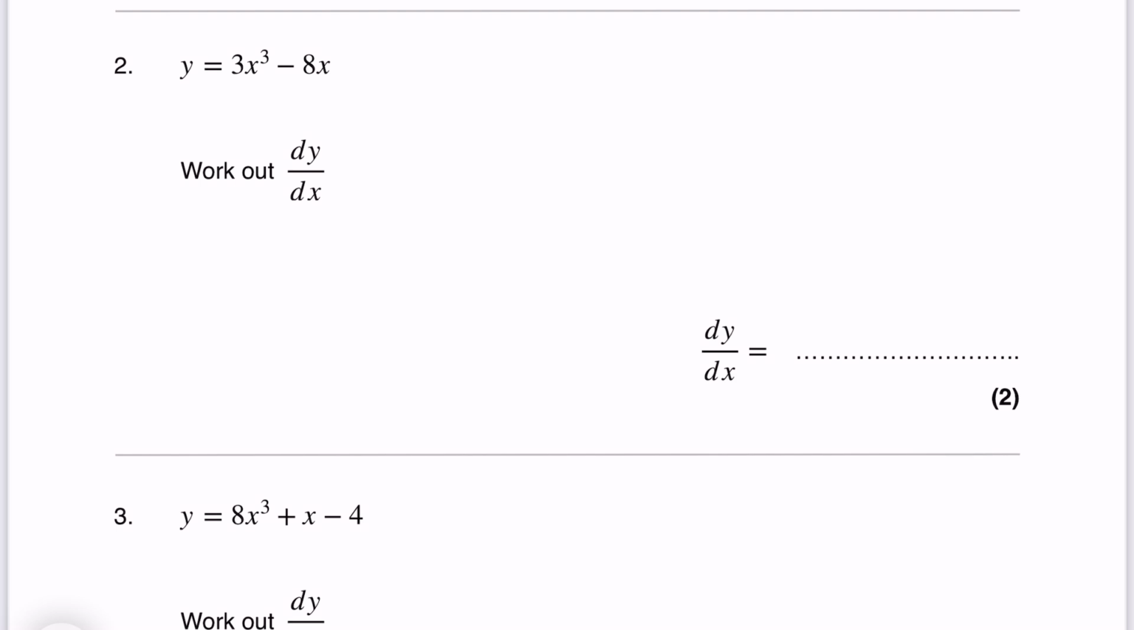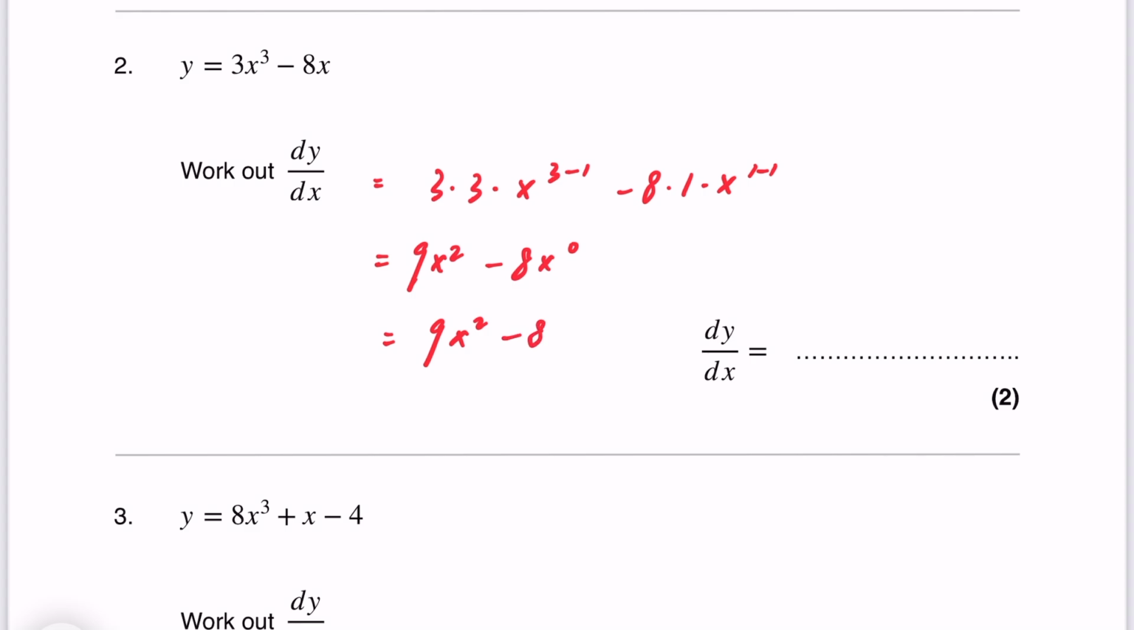Y equal to 3x cubed minus 8x. The dy dx should equal to 3 times 3 times x to the power of 3 minus 1 minus 8 times 1 times x to the power of 1 minus 1. Let's simplify it. 9x squared minus 8x to the power of 0, which can then be simplified into 9x squared minus 8. And the reason for that is because x to the power of 0 always equal to 1. And then let's move on.